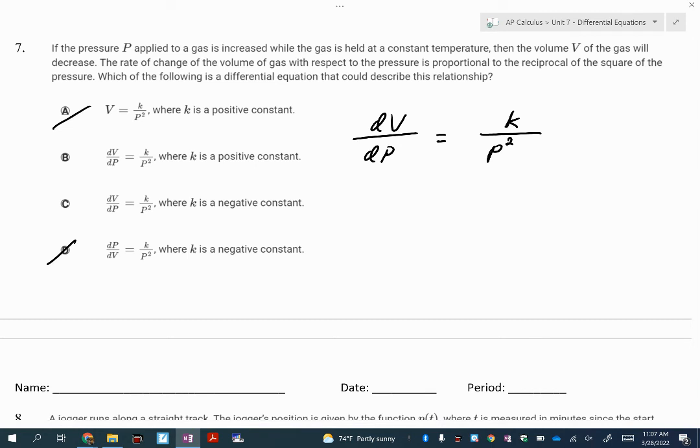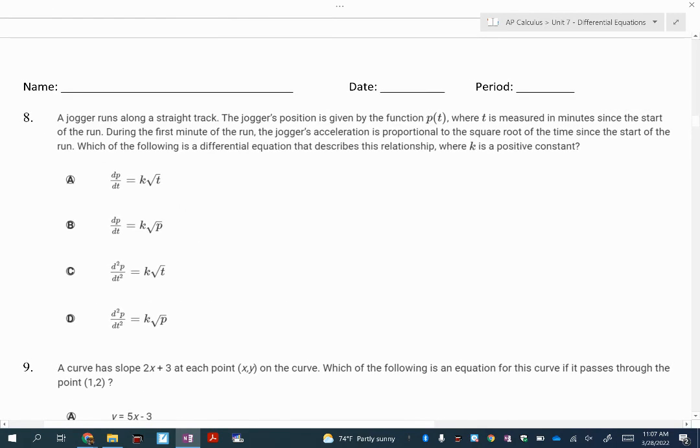And really it comes down to that first sentence, where it says if the pressure P applied to a gas is increased while the gas is held at a constant temperature, then the volume of the gas will decrease. So as one goes up, the other goes down. So K, as I said, because that's an inverse relationship, needs to be a negative constant there. So 7 is C.